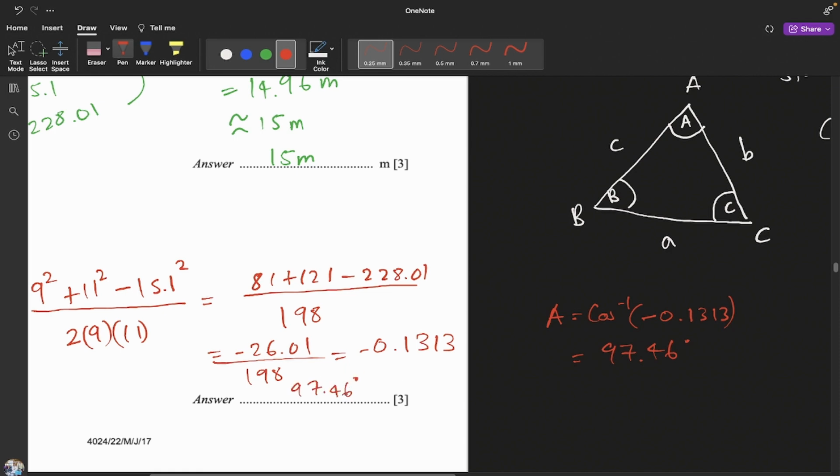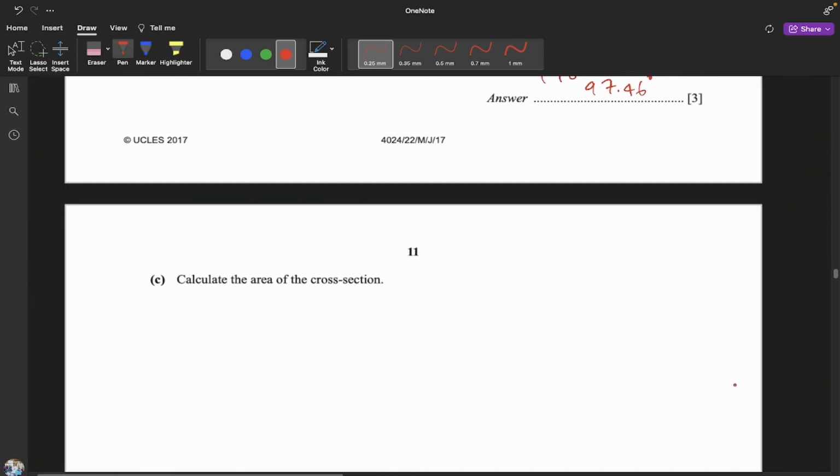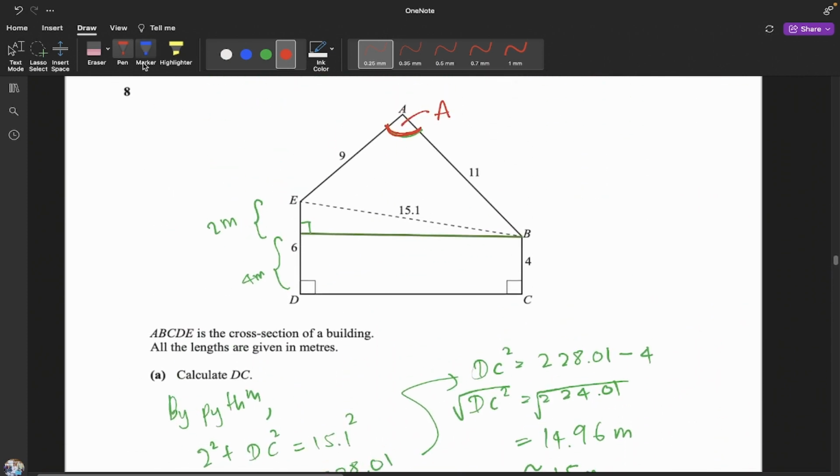The answer is 97.46 degrees. The answer in the marking scheme is given in a range of 97.46 degrees to 97.55 degrees. Next question. Calculate the cross-sectional area. Okay, this is a little bit complicated part. You have to be very careful with this.